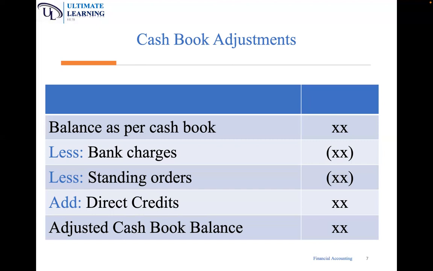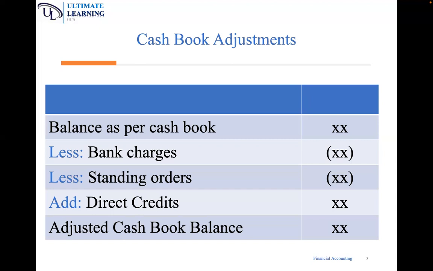So number one, you less the bank charges. Number two, you less any direct debits. Examples are standing orders, regular payments that we were talking of. And number three, you add any direct credits. So the rule is this: in order to get the adjusted cash book balance, any item that appears in the debit side of the bank statement is deducted when adjusting the cash book. And any item that appears in the credit side of the bank statement is added in the cash book to get the adjusted cash book balance.